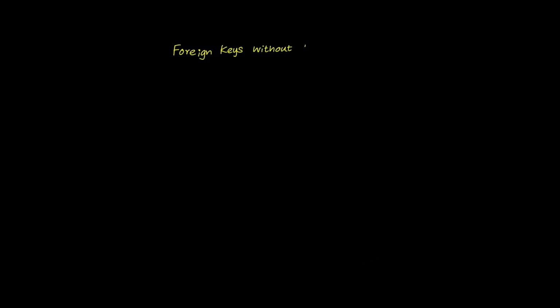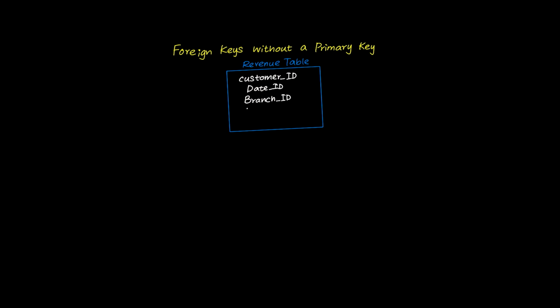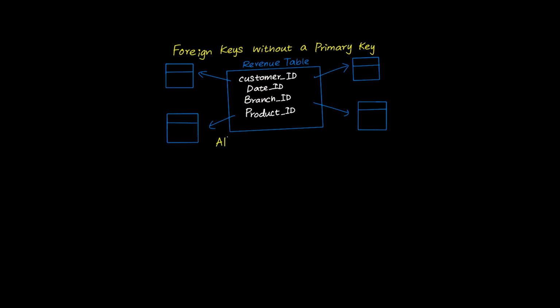A revenue table has columns for customer_ID, date_ID, branch_ID, and product_ID. Every one of those columns references a primary key in a different table, but the revenue table itself doesn't have its own unique identifier column. So what's going on? This table uses multiple foreign keys only. And that's perfectly valid. Not every table needs a primary key. The course material specifically calls this out. A revenue table can have multiple foreign keys without a primary key of its own.